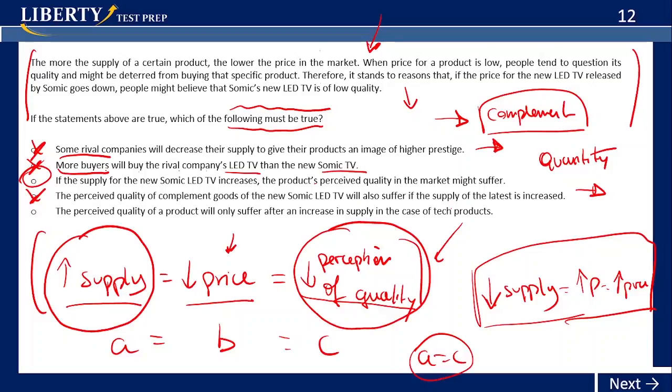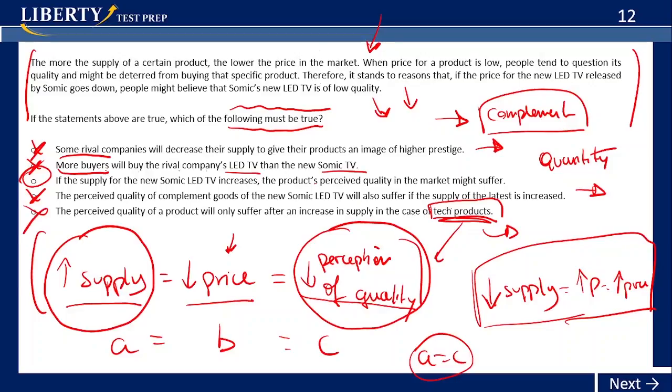Letter E, the perceived quality of a product will only suffer after an increase in supply in the case of tech products. So basically they're saying this whole relationship is only true for tech products. How do we know it doesn't apply to other types of products? They never said that it's only for tech products, right? They gave us an example about a tech product, which is a TV. A TV qualifies as a tech product, but they never said that it's limited to tech products. So that's out. And you answer C.